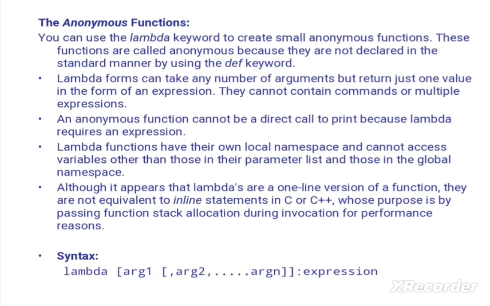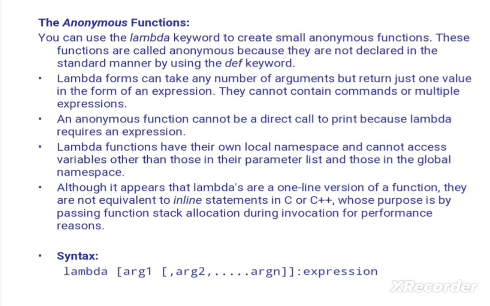Then anonymous functions. You can also use the lambda keyword to create small anonymous functions. These functions are called anonymous. Lambda forms can take any number of arguments but return just one value in the form of an expression. It cannot be a direct call to print because lambda requires an expression. Lambda functions have their own local namespace and cannot access variables other than those in the parameter list and those in the global namespace.